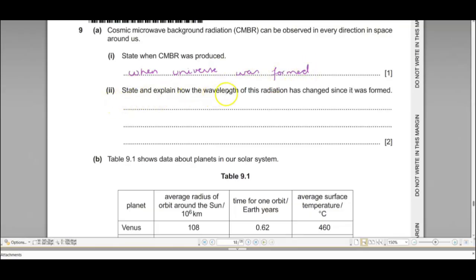Part 2, state and explain how the wavelength of this radiation has changed since it was formed. It has increased since the universe is also expanding, so the wavelength of this radiation has increased.